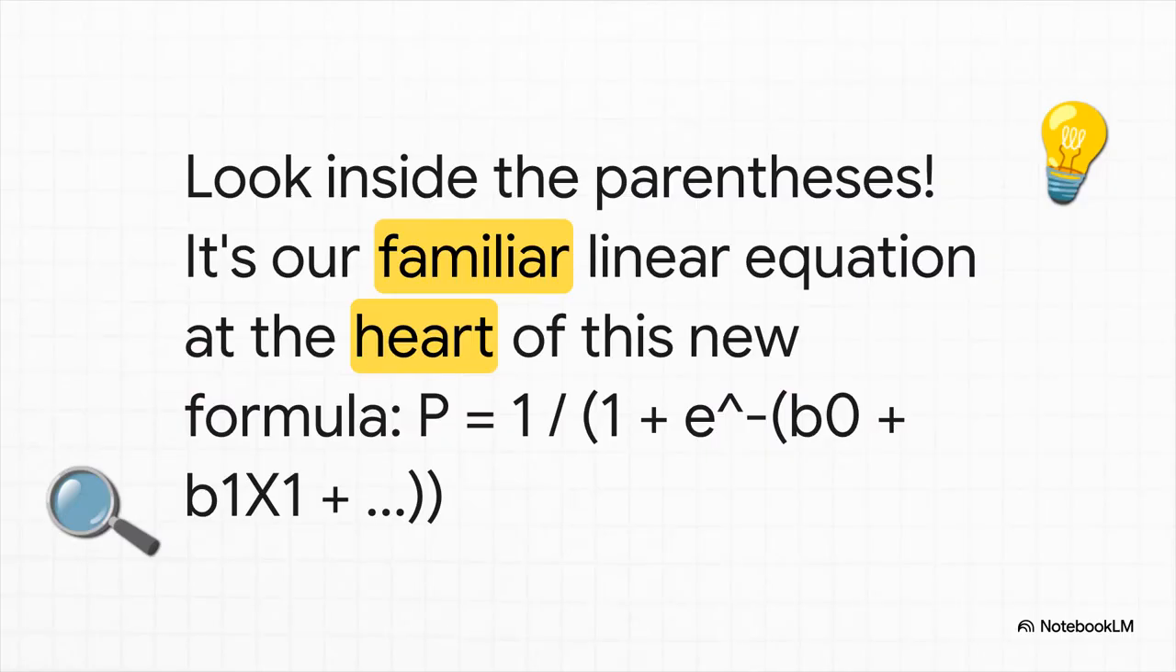Okay, I know what you're thinking. That formula looks a little terrifying. I get it, but hang on. Just ignore all the crazy stuff on the outside for a second and zoom in. Right there, inside the parentheses. Does that look familiar? It should. It's our good old linear equation, the same one we've been working with all along. All our dials and switches for house size, location, bedrooms, they're still right there at the very heart of it.